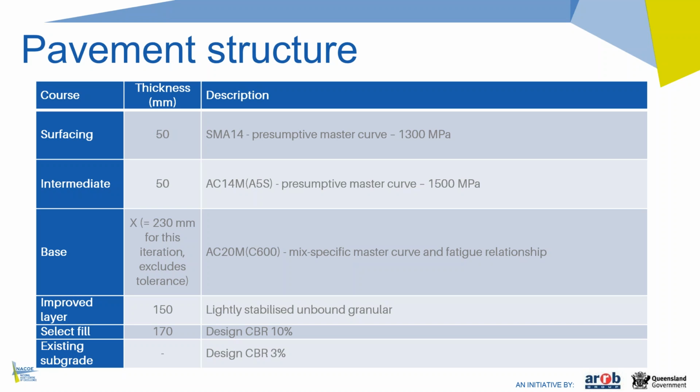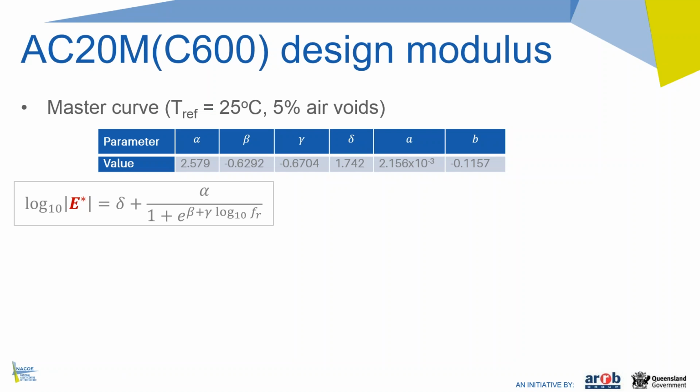So the first step, I need to determine the design modulus for that AC20 layer that we can use in CIRCLY. So here we have the master curve. This would have been determined prior to this by testing the asphalt mix using the procedure that Eric described yesterday. The master curve is simply defined by the sigmoidal function there, which is that equation, and all the parameters that go into that equation: alpha, beta, gamma, delta.